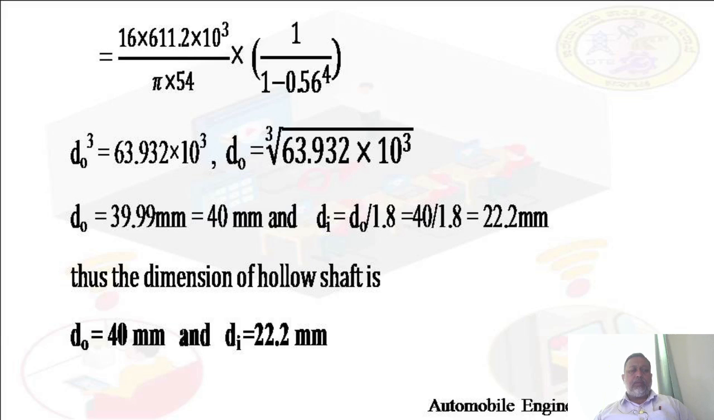Then di is equal to 22.2 mm. Thus the dimensions for the hollow shaft are d naught 40 mm and di 22.2 mm.